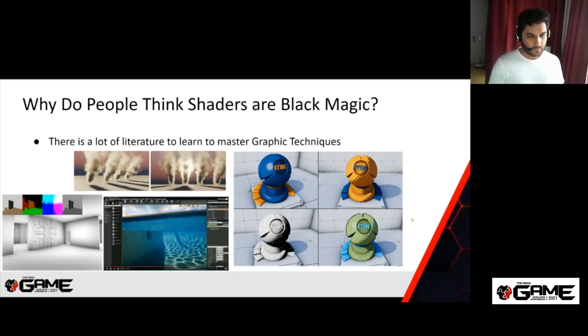Again, this can be a lot of information for someone who's just starting off, because there's just so much out there and so much that has already been tried. You don't have to know everything to start off, but there's a lot of common ground between these different graphic techniques, which you do need to master in order to make your own shaders or in order to understand the works of others.